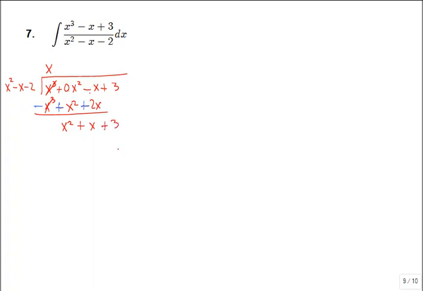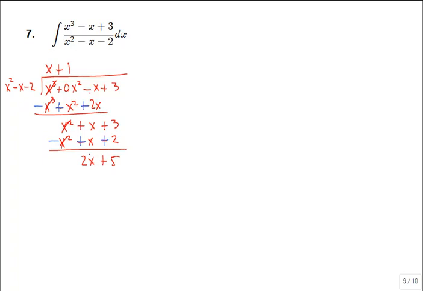Now I can do this again. X squared times what gives me x squared? Plus 1. So x squared times 1 is x squared. Negative x times 1 is negative x. Negative 2 times 1 is negative 2. Draw your line. Change your signs. So minus, plus, plus. These cancel. X plus x is 2x. 3 plus 2 is 5.